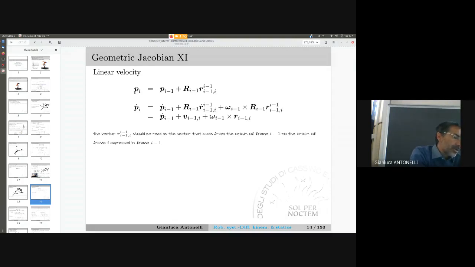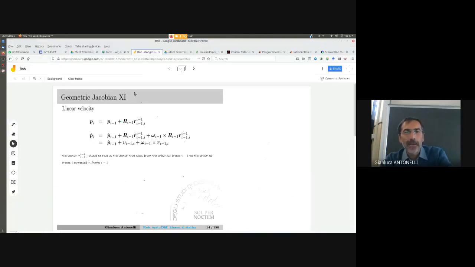Now, the position of frame i is equal to the position of frame i minus 1 plus the relative displacement, expressed usually in i minus 1 because it's constant in that frame. E certo. Okay, so the origin of frame i is equal to the position of the previous one plus the displacement. The displacement is given by the displacement from i minus 1 to i.